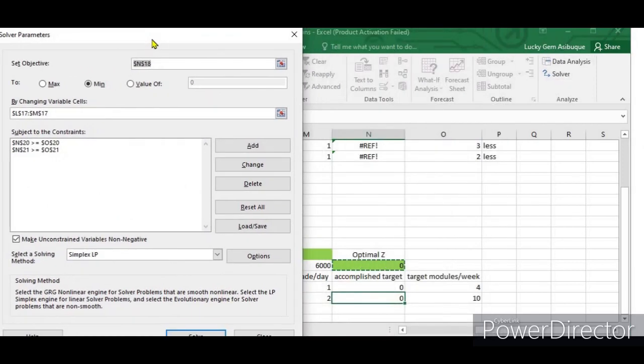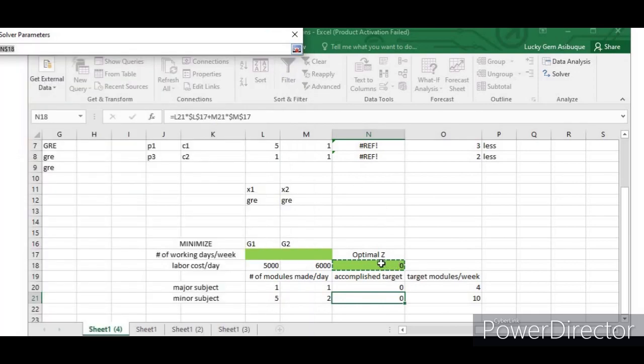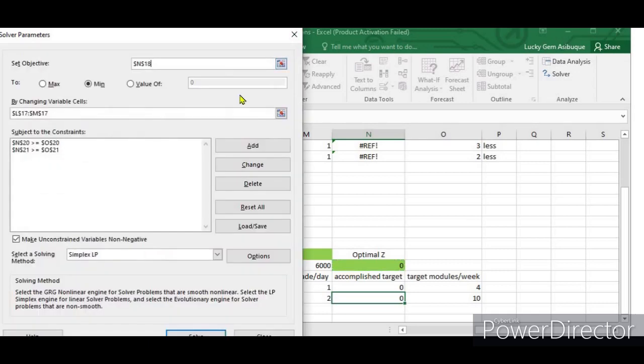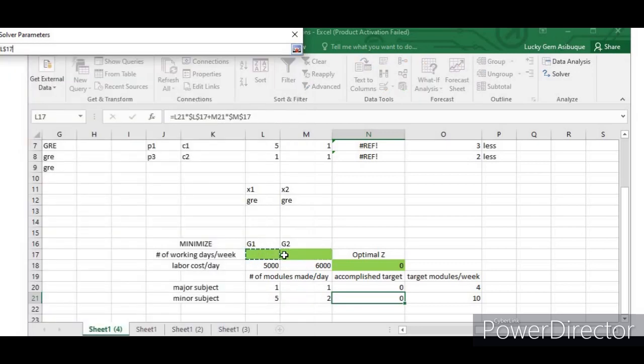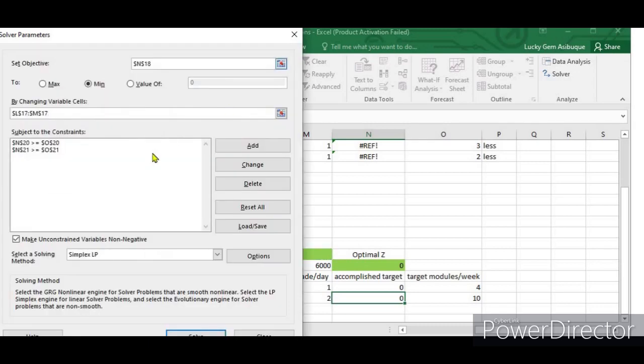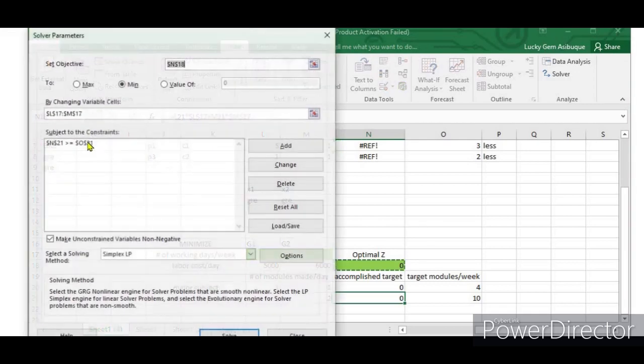Okay, for the Set Objective, you select this and select the cell under optimal Z. Okay, so it is selected. So select Min. Select Min because we are minimizing here. And under By Changing Variable Cells, select this, and select the cells under G1 and G2. Okay? So they are selected. And under Subject to Constraints, we delete this for illustration purposes.